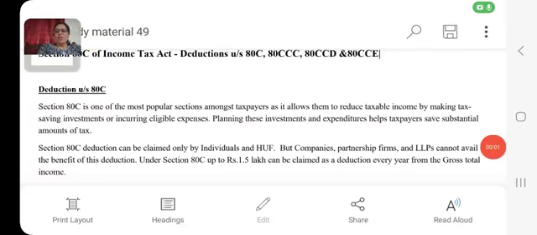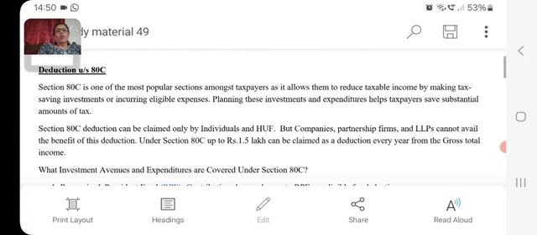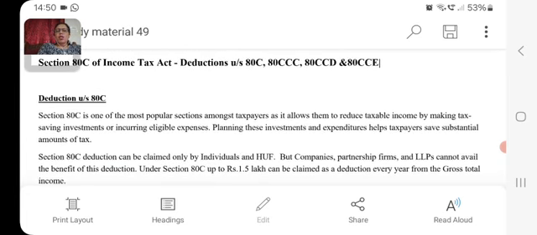Hello everyone, welcome to my video lecture on deduction under section 80C, 80CCC and 80CCD, 80CCE of Income Tax Act. So we know that once the total income is calculated, considering the income from salary, house property, capital gain, business and professional and other sources, gross total income will be arrived.